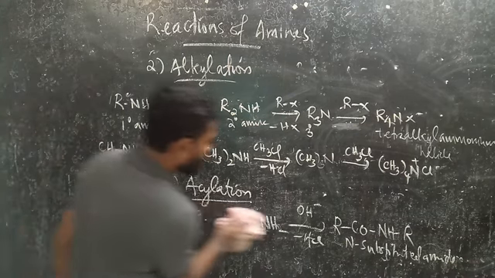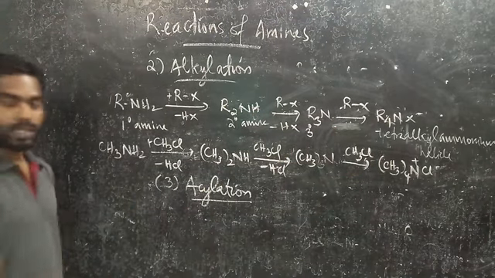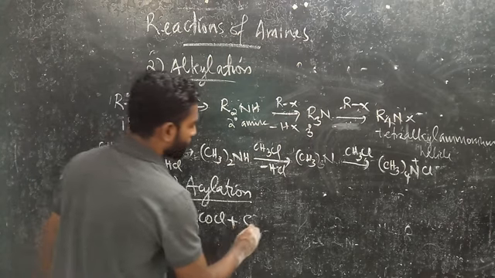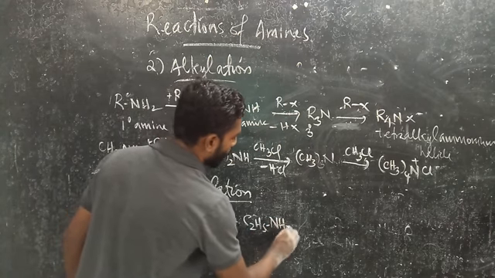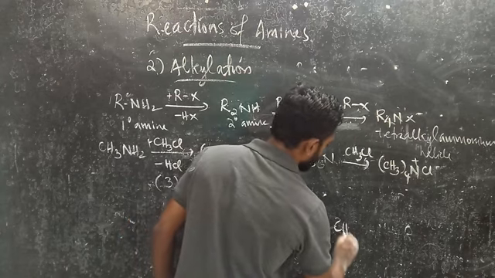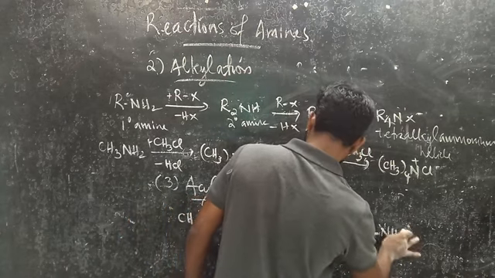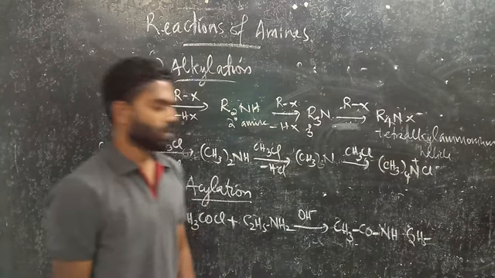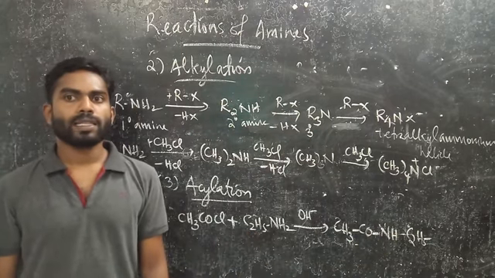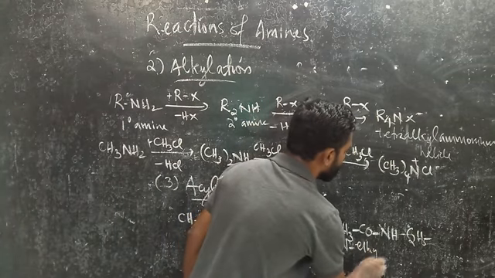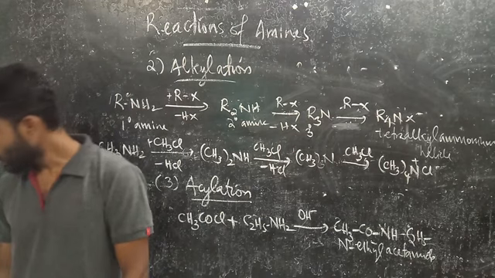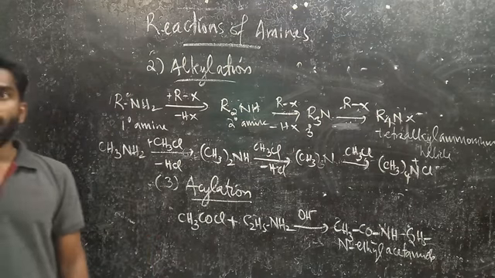Consider a specific example. When acetyl chloride, CH3COCl, reacts with ethylamine, C2H5NH2, in the presence of a base, you will get CH3CONHC2H5. This is N-ethyl acetamide.